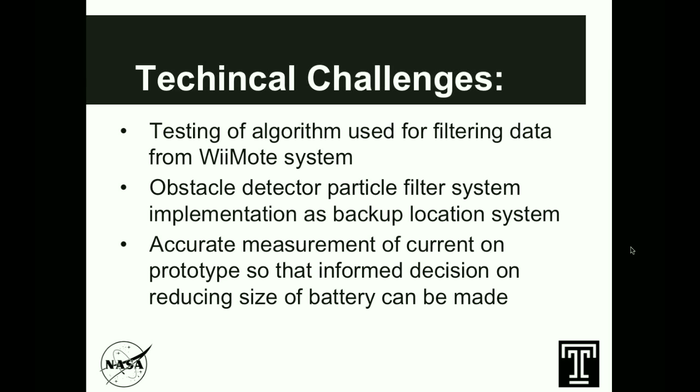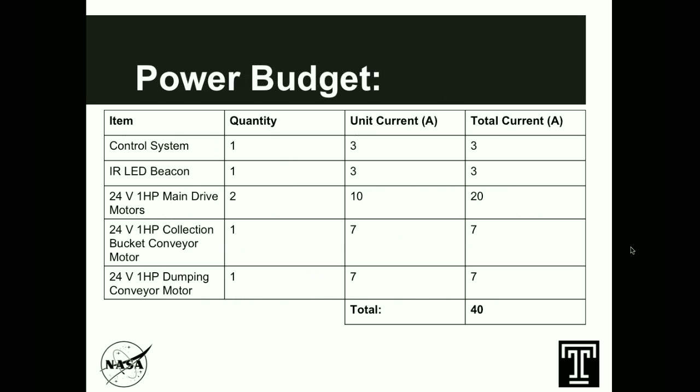The final technical challenge that we are facing is that we need to accurately measure the current on our system if we are going to get a good idea as to whether or not we can actually shrink the size of our battery and move to a smaller battery system. So we need to make sure that we're accurately measuring the current we consume.